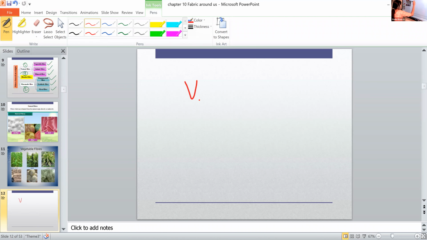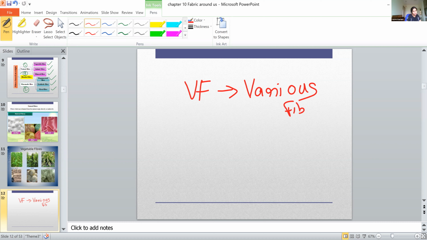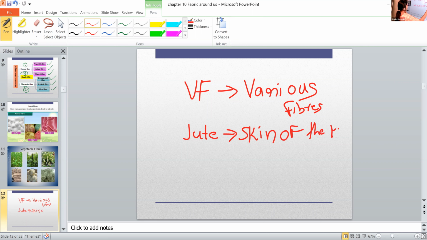Vegetable fiber means the fibers that we obtain from various parts of plants. Which are the vegetable fibers, Reina? Do you have any idea? Jute, hemp. Jute is collected from the skin of the plant. Then, hemp, then flax.